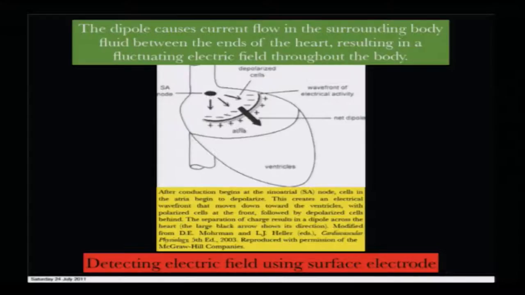So, there is a wave of dipole. If you see, the dipole causes the current flow in the surrounding body fluid between ends of the heart, resulting in a fluctuating electrical field throughout the body. And I have given you a reference, people can go through it.